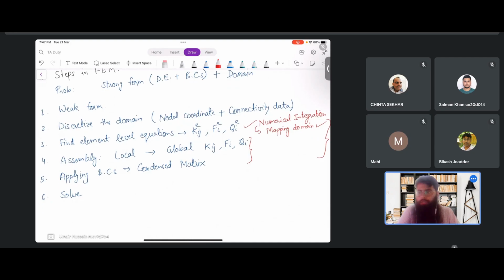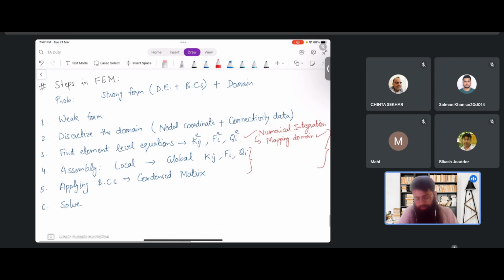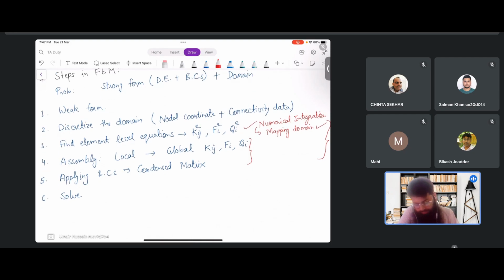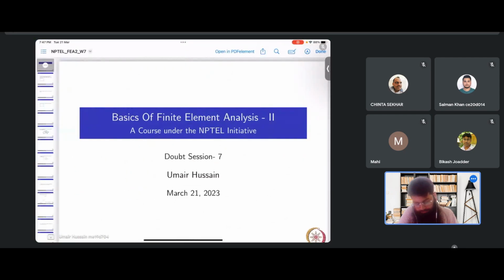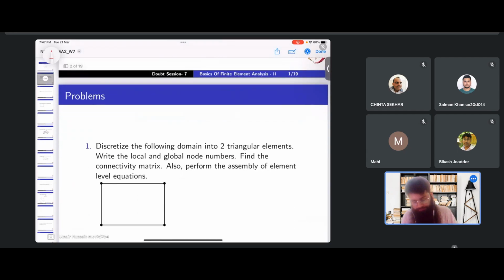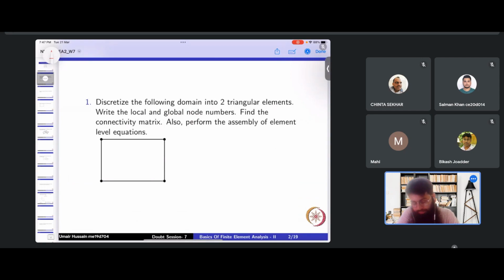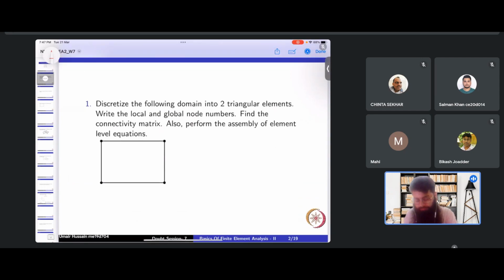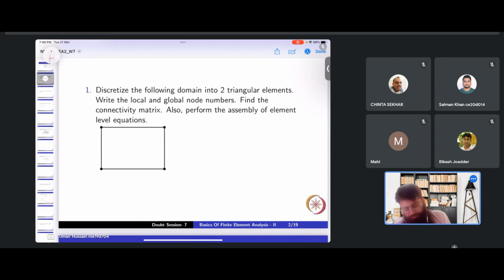So, if there are no further doubts, shall we move on to problem discussion? We'll discuss some problems based on this content. So we'll first try to practice how to get the connectivity matrix, basically discretizing the domain. Discretize the following domain into two triangular elements. Write the local and global node numbers. Find the connectivity matrix, and also perform the assembly of element level equations. Okay. So we'll try to do this.